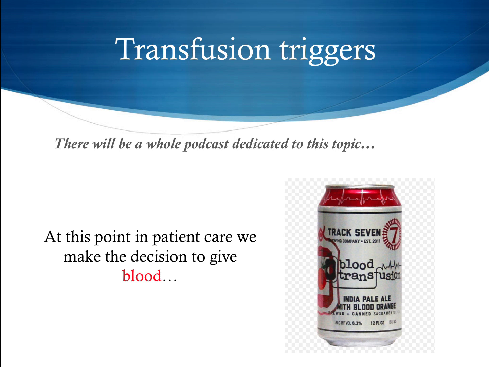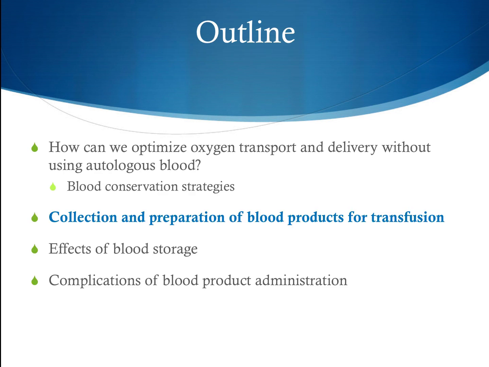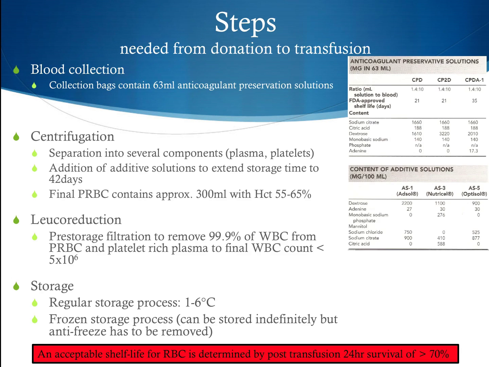Unfortunately, it doesn't come in a can like that. So where does this blood come from? Now we will talk about the collection process and then preparation of the blood products before they are ready for transfusion. So the steps from donation to transfusion: first we have to have a willing donor who goes to the donation center and gives about 500, 600 cc's of their blood, and this is collected into a little bag containing anticoagulant, about 60 cc's of anticoagulation solution.